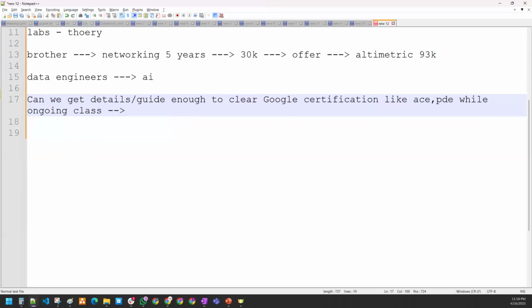Okay. Yes, Harish, right? I think he has raised his hand. Harish, do you have any question?